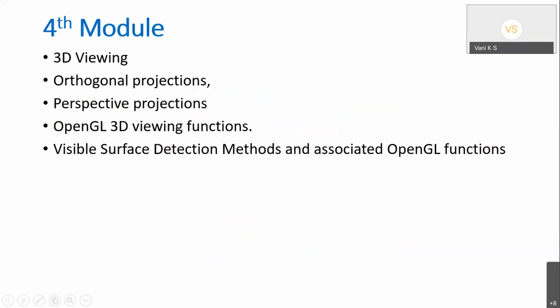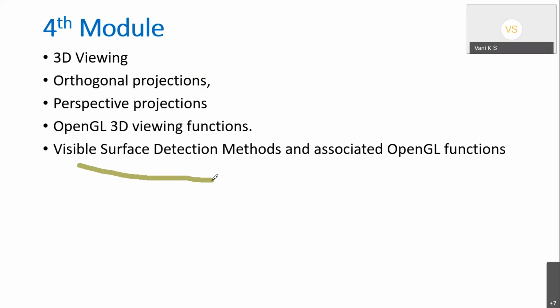You have topics called 3D viewing, because you might have already studied 2D and 3D transformations in your second and third modules. But with respect to 3D, there is some viewing difference compared to 2D. So the 3D viewing concepts, orthogonal projections, perspective projections, I'll talk about the differences anyhow. Then some of the OpenGL functions which support 3D, and then the visible surface detection algorithms.